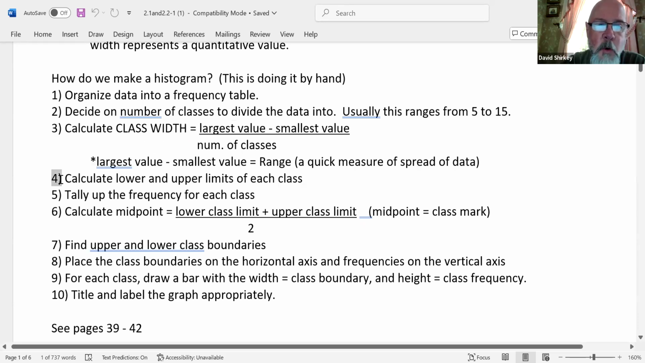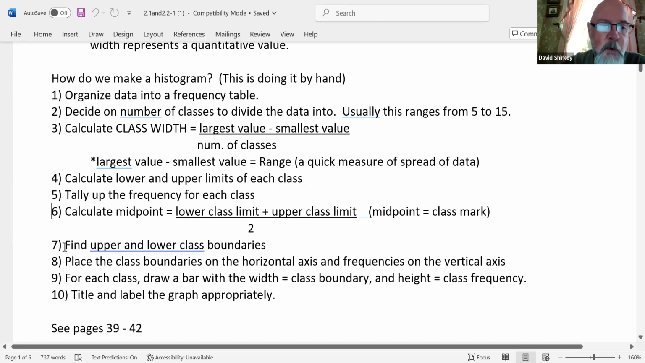Number 4, calculate the lower and upper limits of each of the classes. Again, they give you a good example in the textbook, based on car mileage that people drive in downtown Dallas, going to work. Step number 5, you tally up the frequency for each class and calculate the midpoint for step 6. That's going to be the lower class limit plus the upper class limit divided by 2. The midpoint, by the way, is also referred to as a class mark. You might run into that.